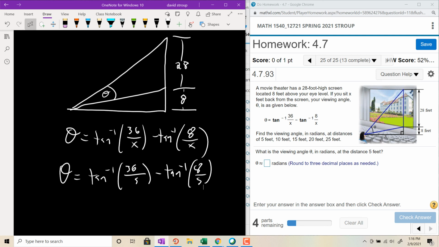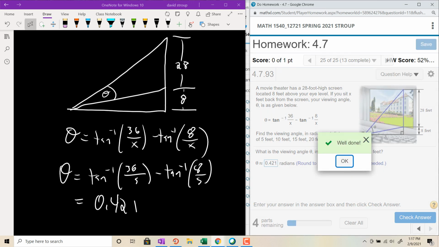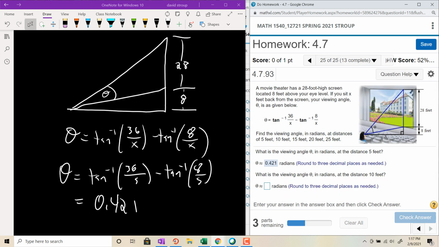And what do we have? Tan inverse of 36 divided by 5 minus tan inverse of 8 divided by 5 is, to 3 decimals, 0.421. Yay, so it's just a plug and chug. Nothing to be worried about. Okay, so we'll leave it at that.